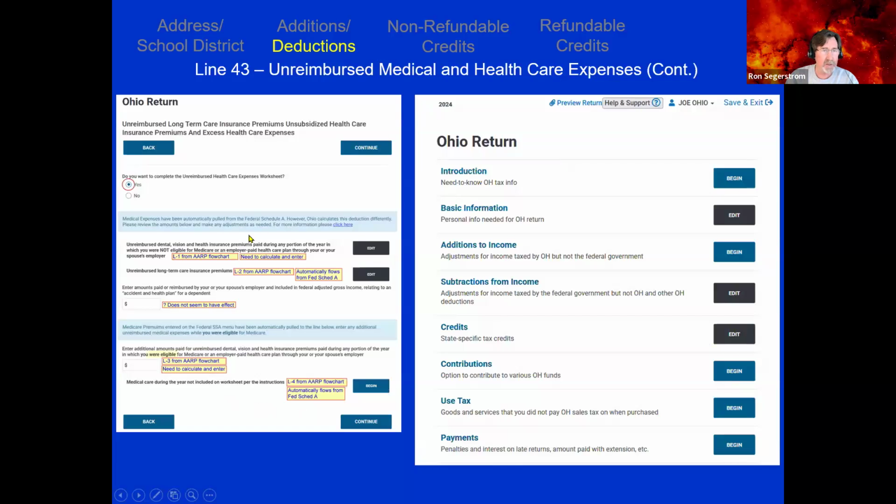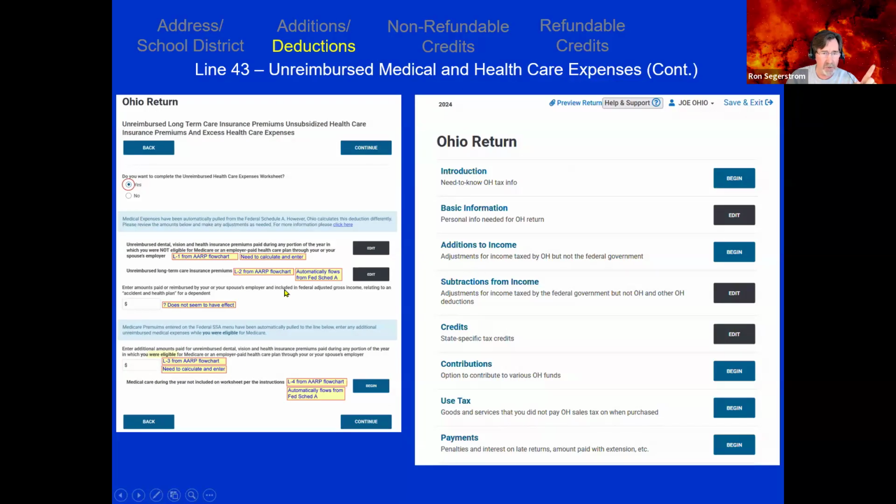On your TaxSlayer program, you're going to come to this section, and we'll show you how to get there in a second. You're always going to select yes: do you want to complete the unreimbursed healthcare expense worksheet? Then from L1, this little button right there allows you to put in the amounts from the AARP box L1. This needs to be calculated to enter, and then you put that in there.